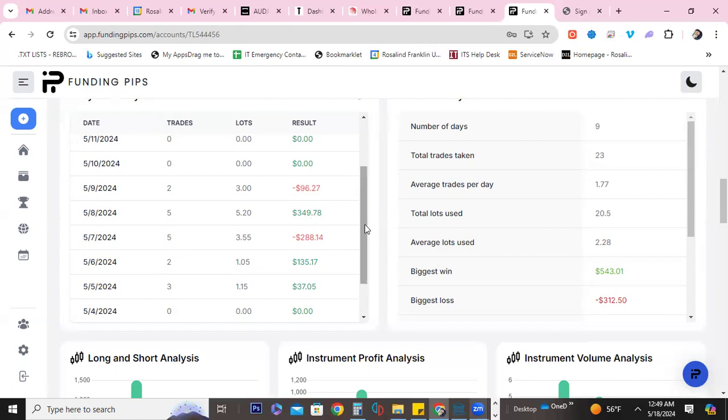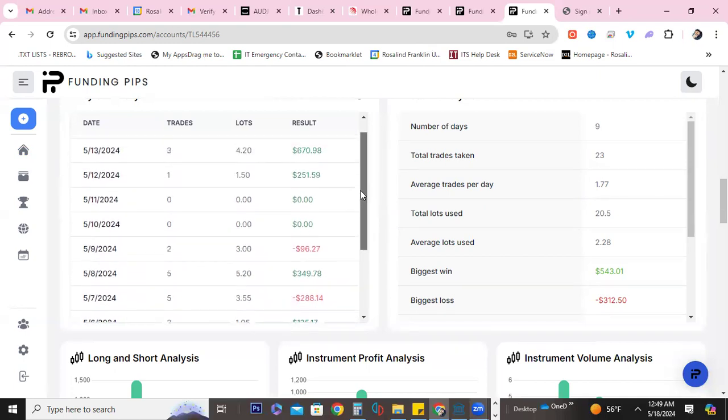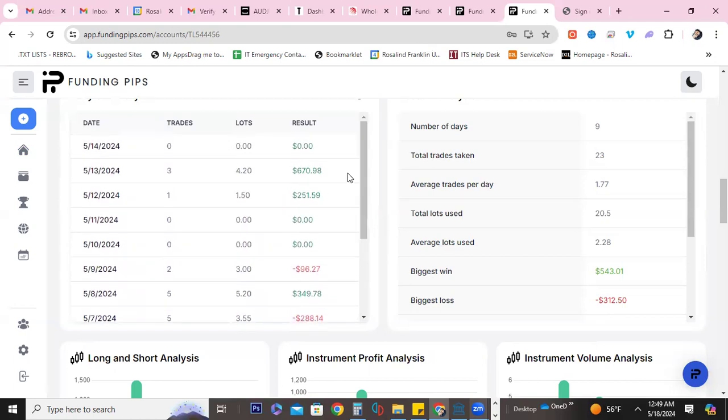Now this is when I made an alteration to the signals indicator that I'm using, to the trend point. I made a change to it, right? So what I did is I lowered the point of entry, and I'll show you what I mean.